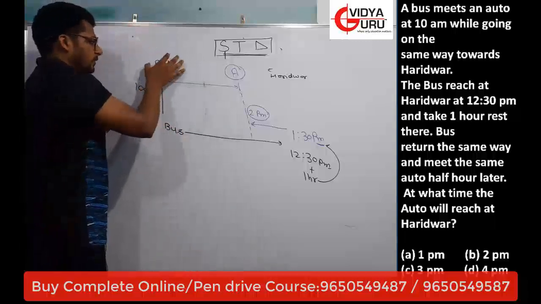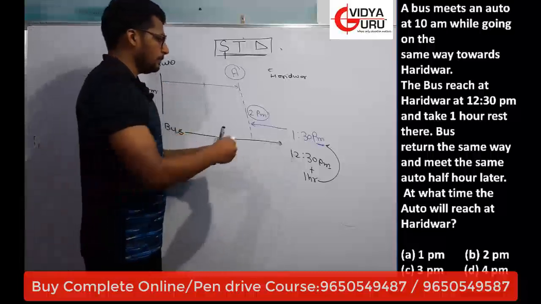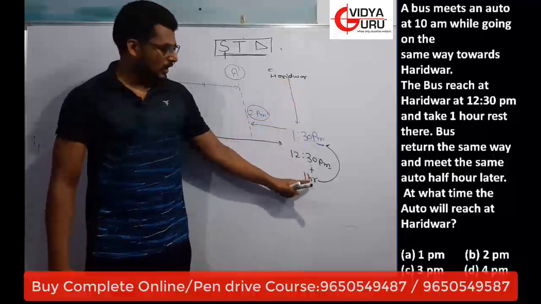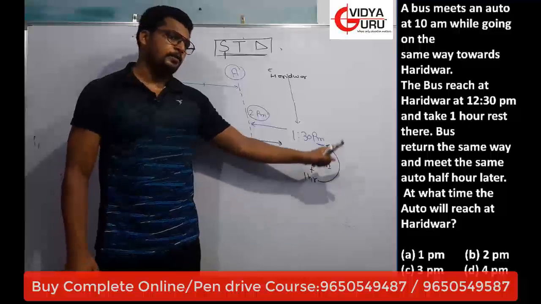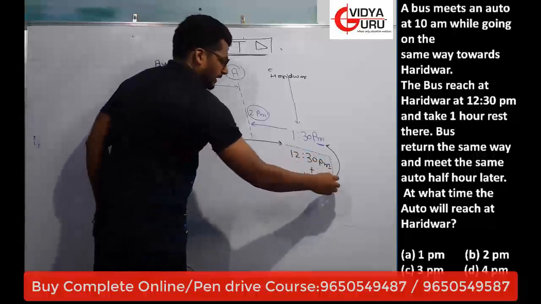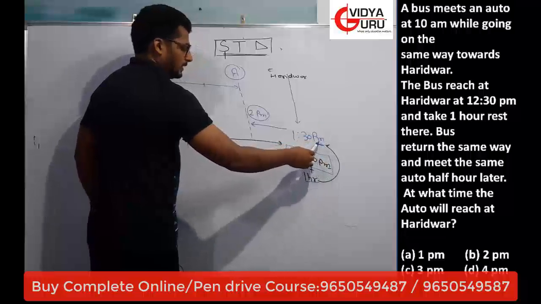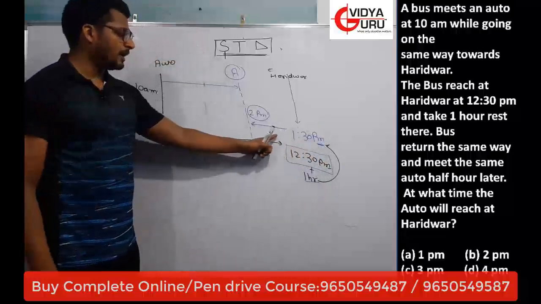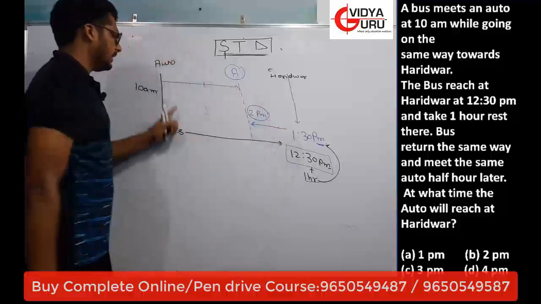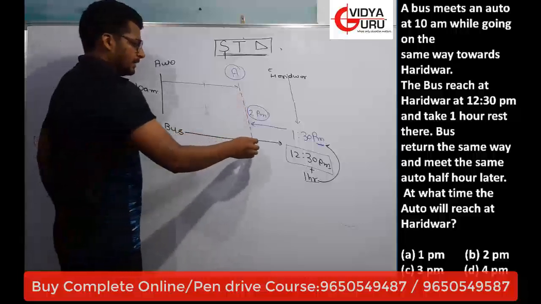I will explain one more time. The bus and auto meet here at 10 a.m. The bus reaches Haridwar at 12:30 p.m., takes 1 hour rest and starts moving back the same way. At 12:30 p.m. the bus reached, took 1 hour rest, and at 1:30 p.m. it started moving back. Half hour later, the bus meets the auto at this point. That means the auto till now has reached here only. The time is 2 p.m.